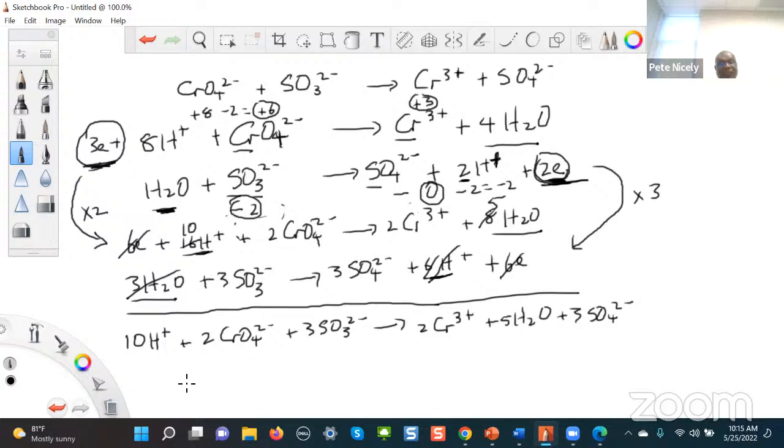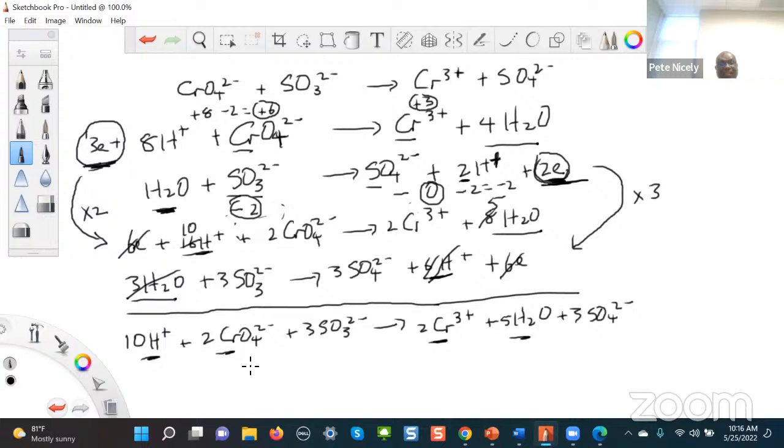Again, as I said before in the previous example, I would strongly recommend that you do a quick check through to make sure that everything is balanced. So let's start with the hydrogens. On the left side, we have 10 hydrogens. On the right side, we have 5 times 2, 10 hydrogens, so that's okay. On the left side, we have 2 chromiums and 2 chromiums on the right side, so that's okay.